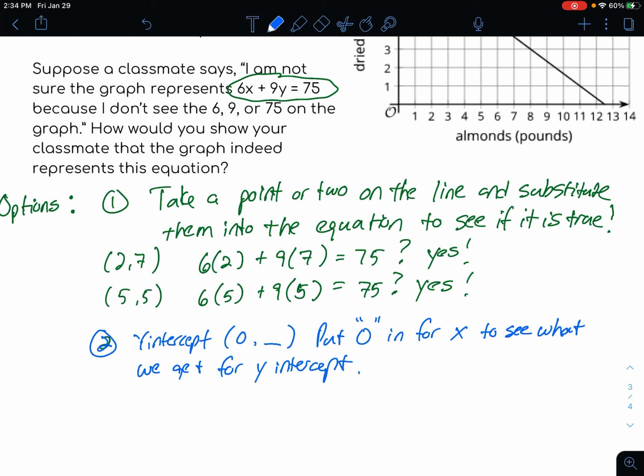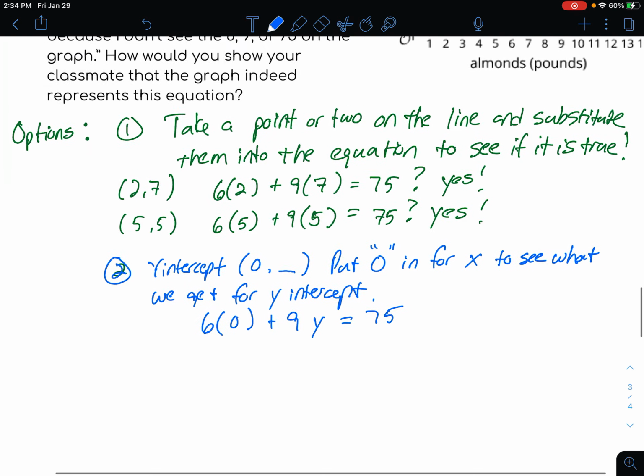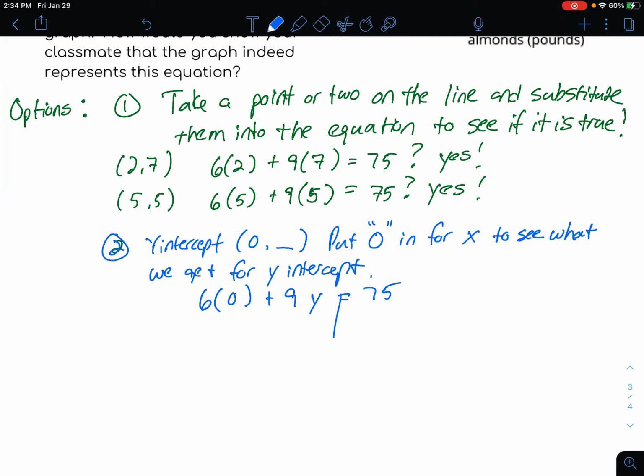All right, so if we put 0 in for x, what do we get for the y-intercept? So let's put 6 times 0 plus 9y equals 75. All right, so if we're solving for y, 6 times 0 is 0, so that leaves us with 9y is equal to 75. Dividing by 9, we get y is equal to 75 divided by 9. Now you might note that's not going to work out evenly.